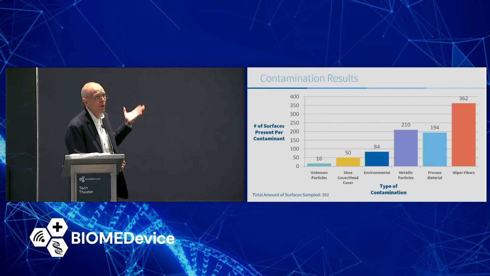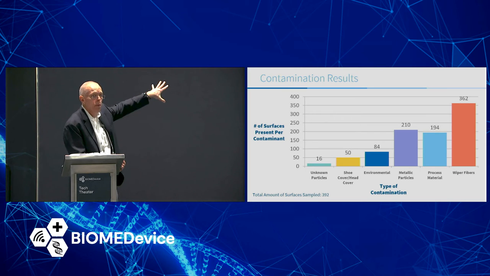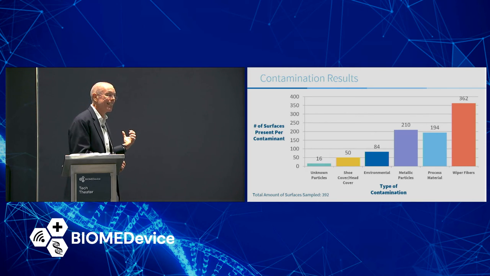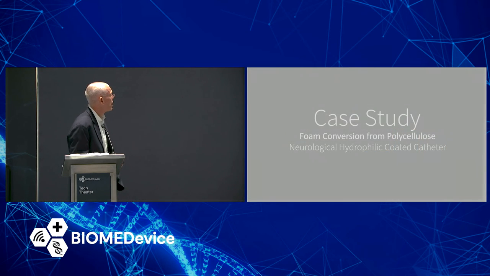Unknown particles. Why do I highlight that? Because our process is a comparative process. If we don't have the sample in a library and we haven't collected a sample, we can't give you the source. Let me walk you through a case study.